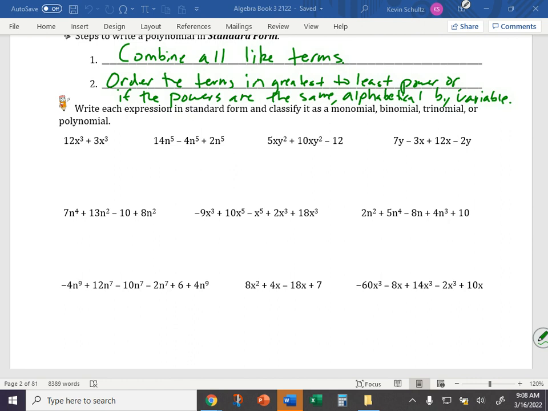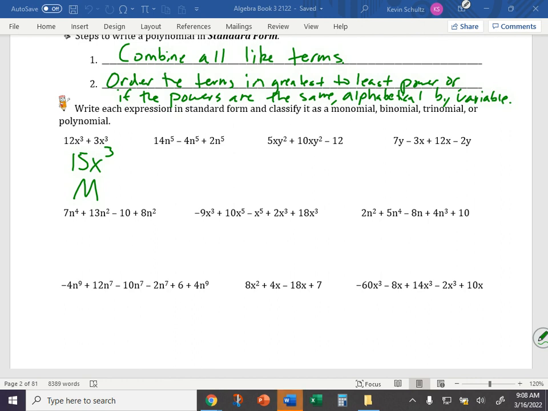Your directions here say write each expression in standard form and classify it as a monomial, binomial, trinomial, or polynomial. 12x cubed plus 3x cubed. Can we combine it? Yes. So is it a binomial? No. When we combine this to be 15x cubed, it is a monomial.